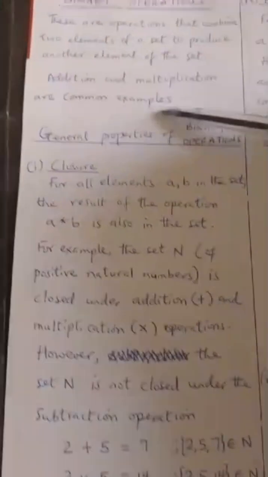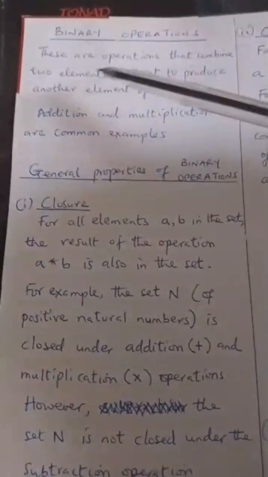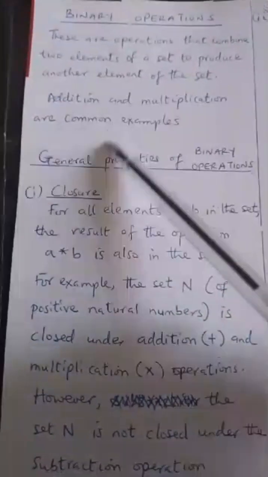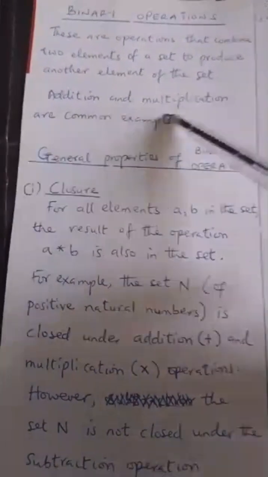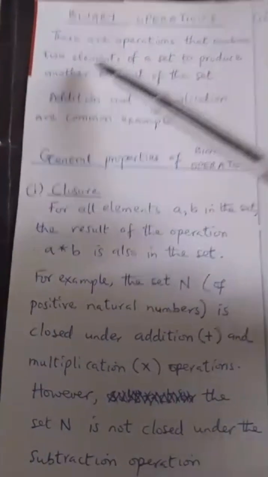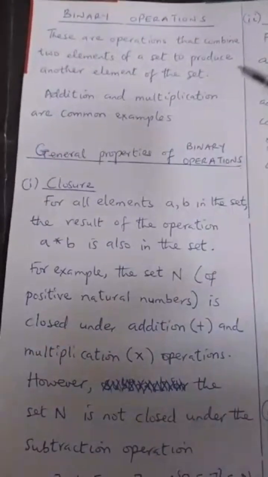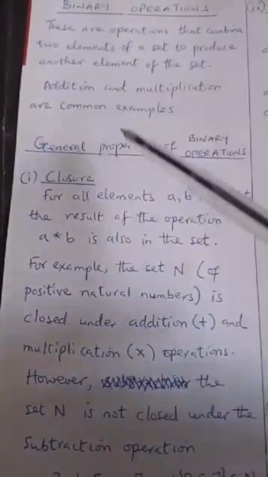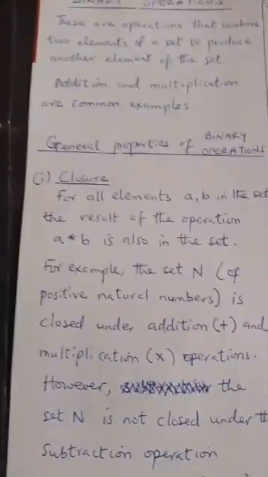We're back to binary operations. These are operations that combine two elements of a set to produce another element of the same set. For instance, addition and multiplication are common examples. 3 plus 5, you are combining 3 and 5 to give you 8. 3, 5, 8 are members of the same set. Or 3 times 5 gives you another element, 15, which belongs to the same set as 3 and 5. Subtraction and division are also common examples of binary operations.